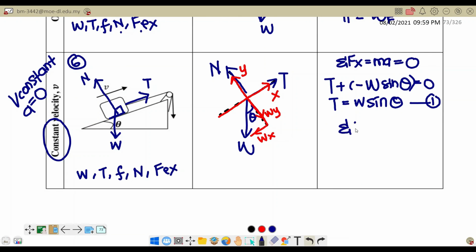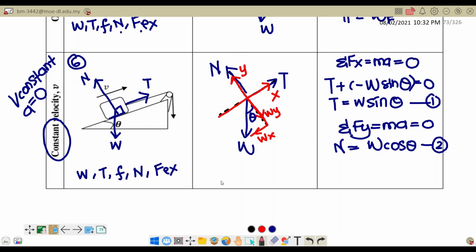Next, for the y component, Fy equals ma, and because v is constant, it also equals 0. So in our y component, we have the normal force and here we have Wy, so the normal force is equal to W cos theta. Equation number 2.